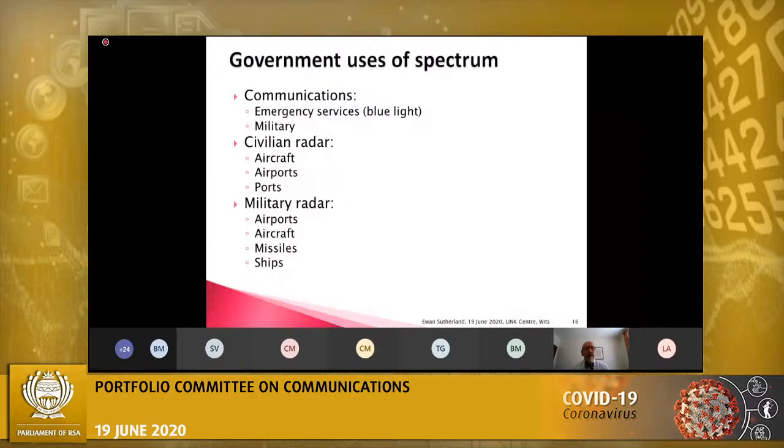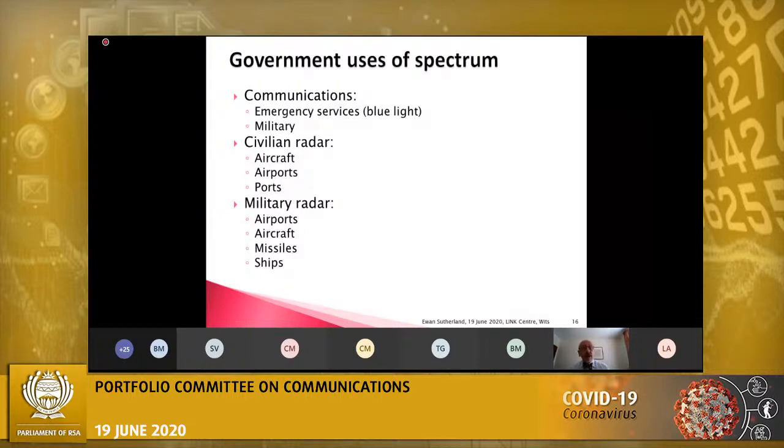There's a whole bunch of other government uses of spectrum. Emergency services. How do you connect up the police, the ambulance, the fire brigade, the military? Always difficult to find out what they're up to. They have large amounts of spectrum. And don't always say what it's for, even to parliaments.